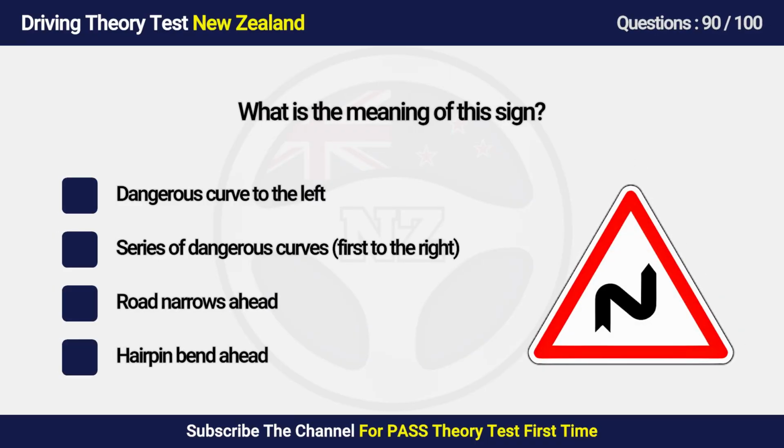Question 90. What is the meaning of this sign? A. Dangerous curve to the left. B. Series of dangerous curves first to the right. C. Road narrows ahead. D. Hairpin bend ahead.